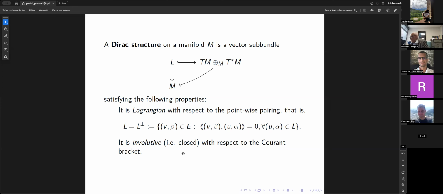Yes, a comment. Courant and Dorfman defined the brackets a little bit differently. The Courant bracket is antisymmetric, but it does not hold the Jacobi identity, and the Dorfman is the other way around. Yes, you are right.